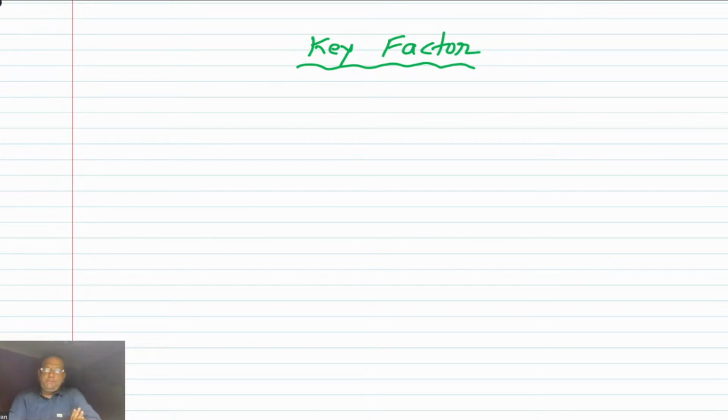Write down the very first point, meaning. Whenever the demand of any resource is more than its availability, comma, that is key factor situation.